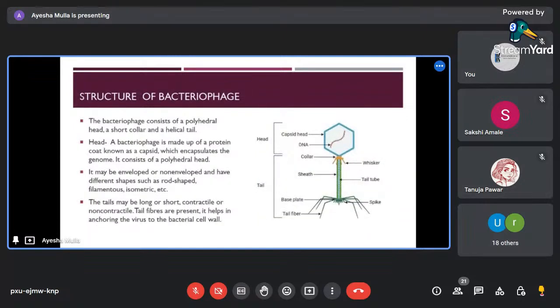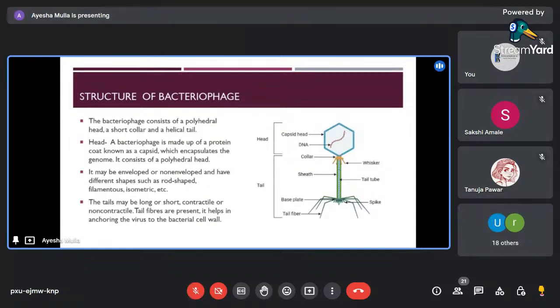Moving on to the structure of the bacteriophage, as you can see in the diagram, the bacteriophage is basically made up of three important parts. First is a polyhedral head, second a short collar, and third, tail fibers. The head is basically made up of a protein coat known as the capsid. It helps to carry the genome of the virus.